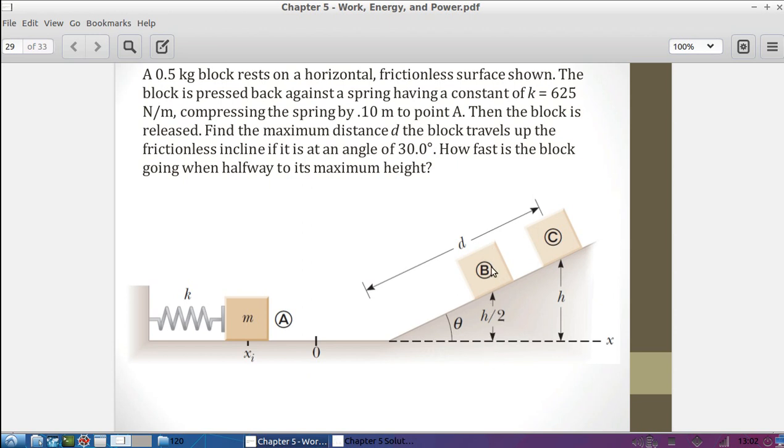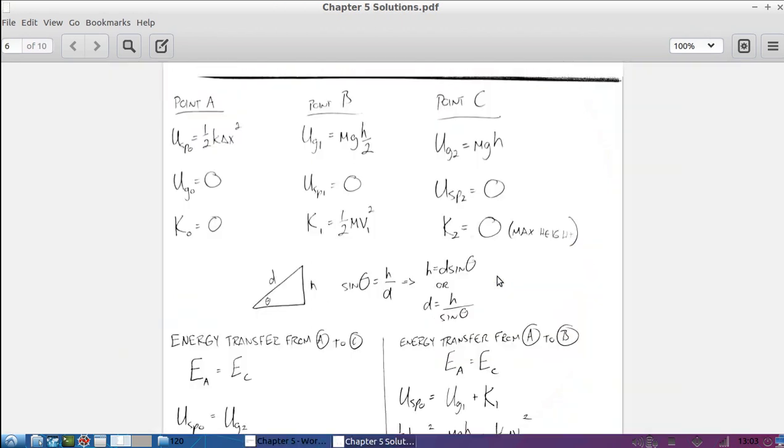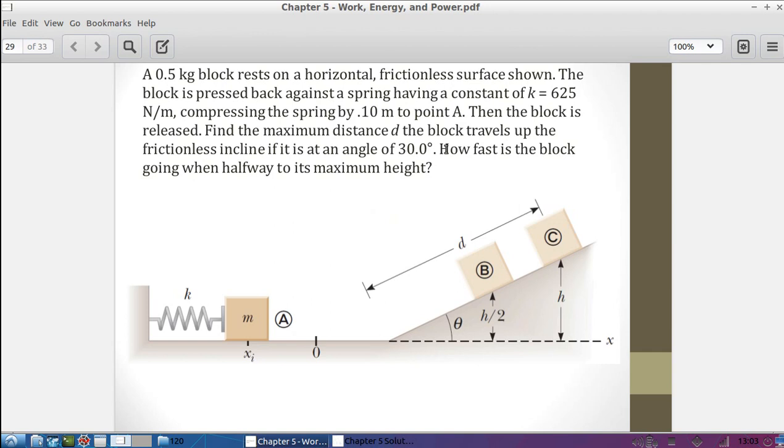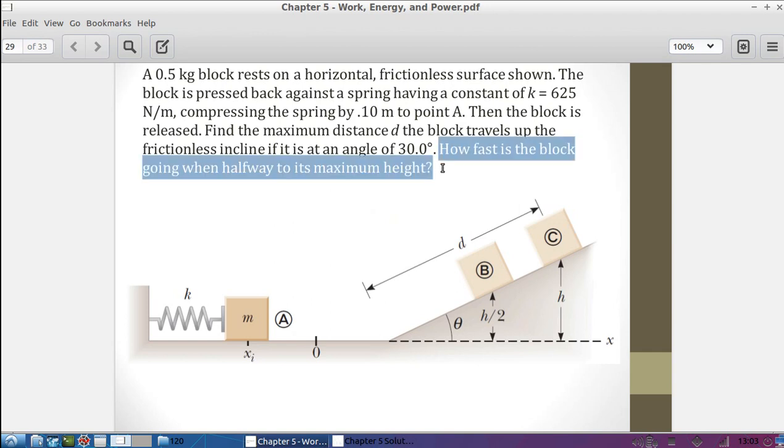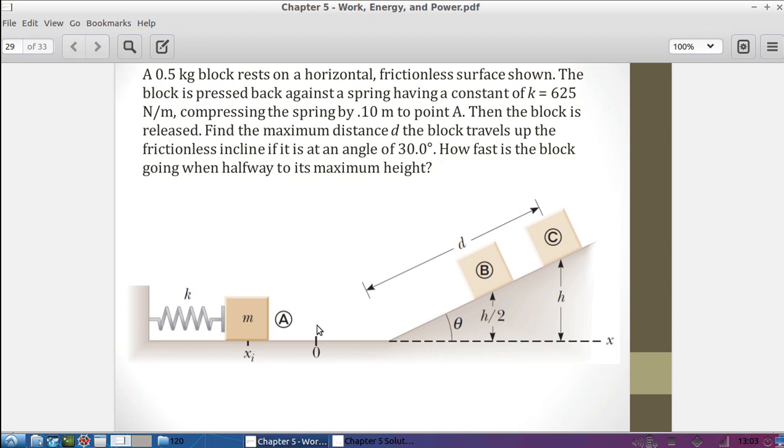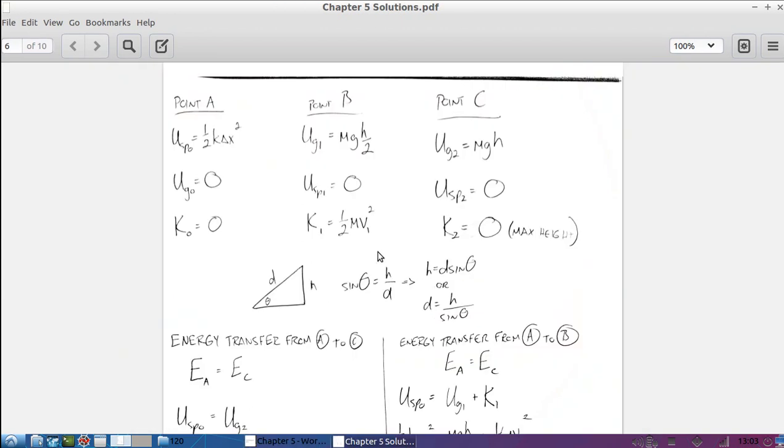It's a distance h over 2 above the ground, so it's got a gravitational potential of mg times 1/2 h. There's no spring potential in the system anymore because the spring is no longer compressed. The spring is in equilibrium, the block is not in contact with it. In this second part, it's asking how fast the block is going when it's halfway up to its max height. It's got a speed v going up the incline, it's still moving, so it's got to have a kinetic energy. I'm going to call that v1, the velocity right there at point B.